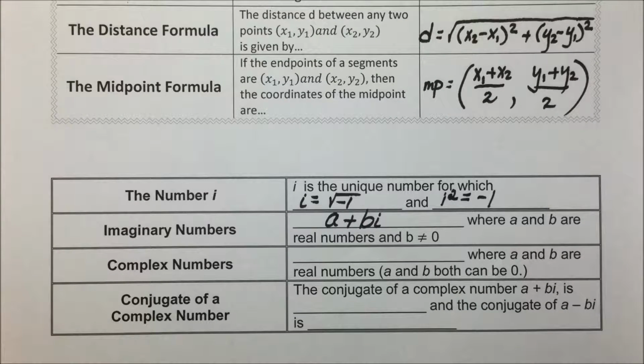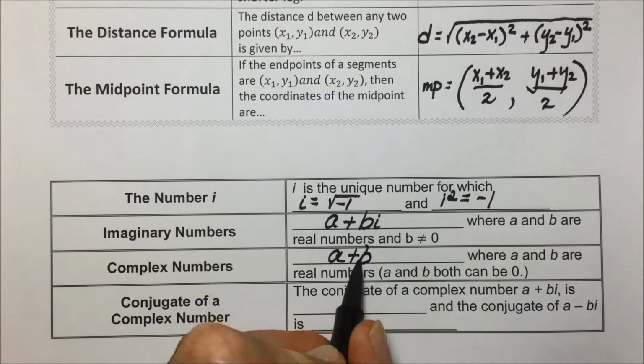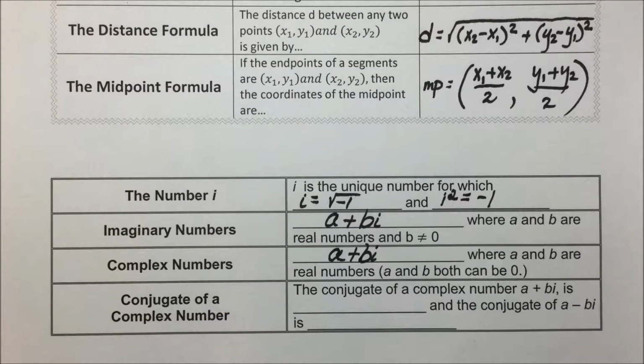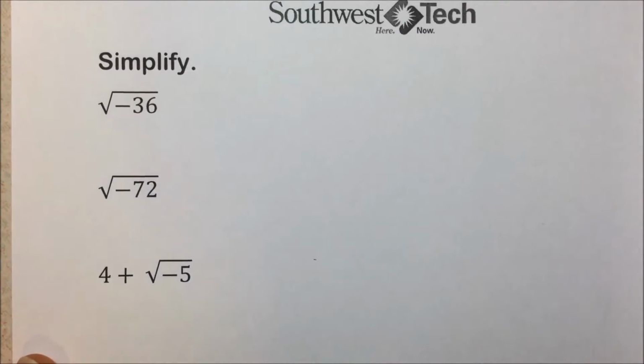A complex number is any number that can be written in the form of, just like we saw before, a plus bi, but with the restriction where a and b are real numbers and a and b both can be 0. With the definition of i, we now can define the square root of negative numbers.